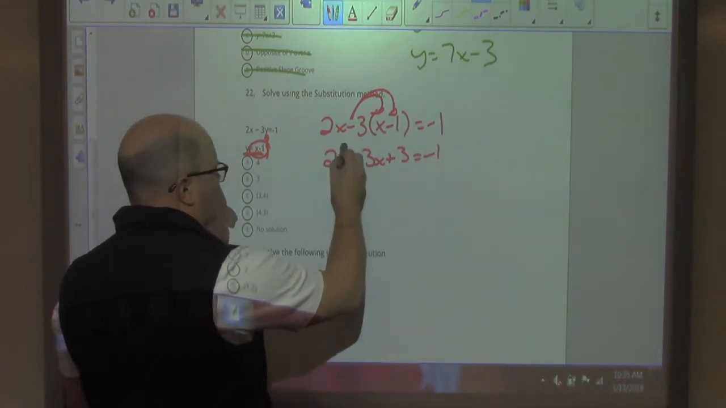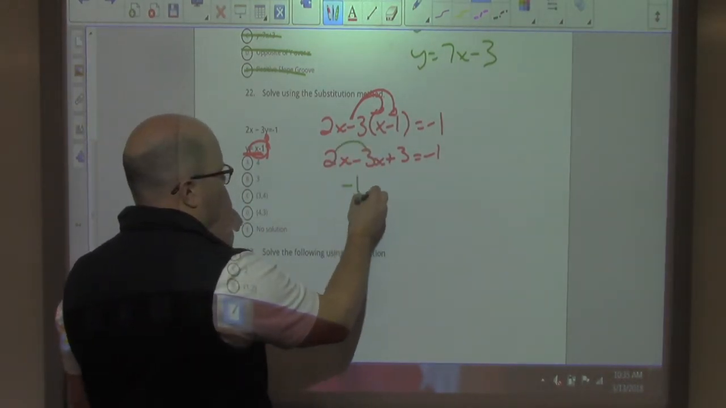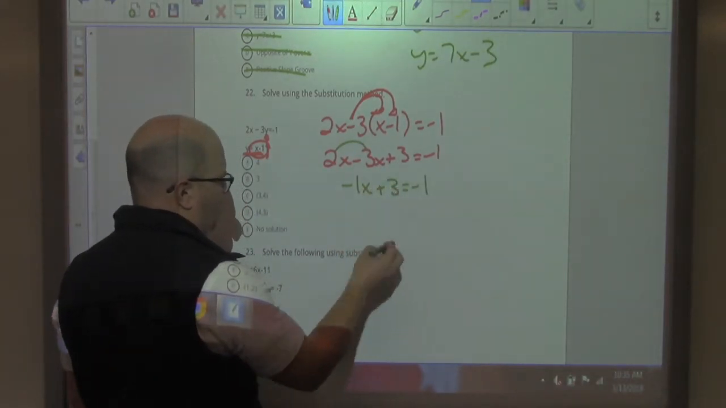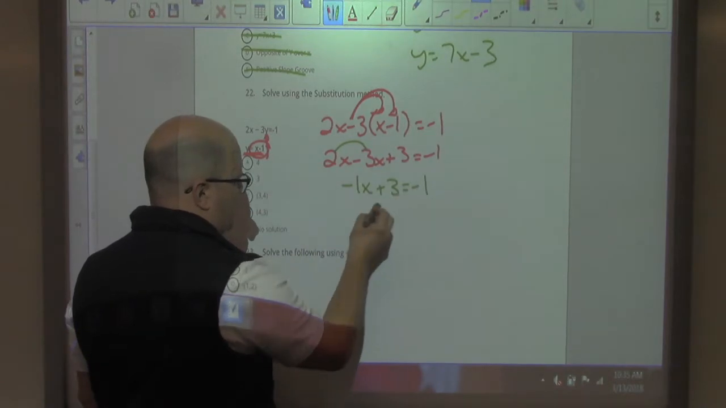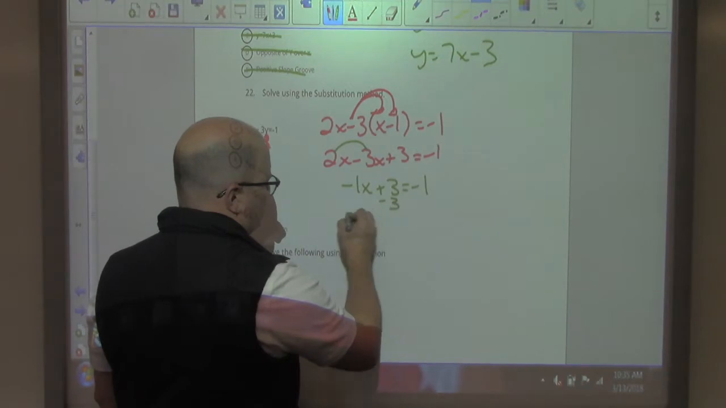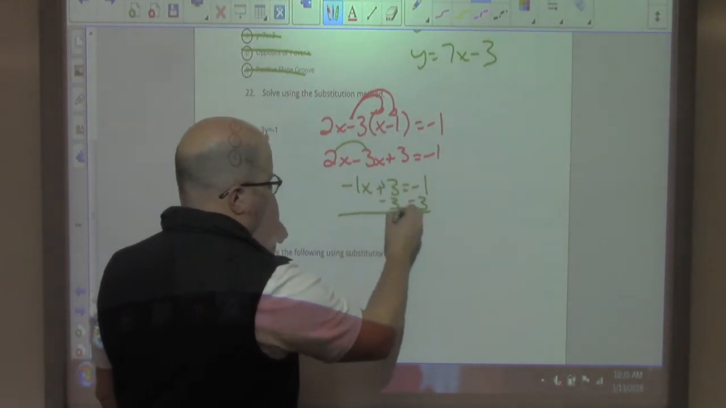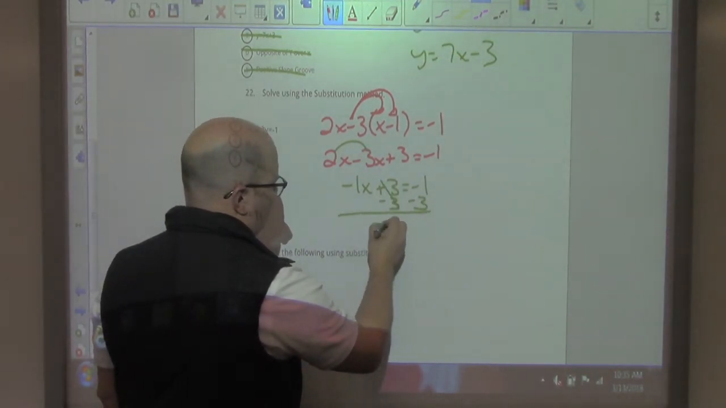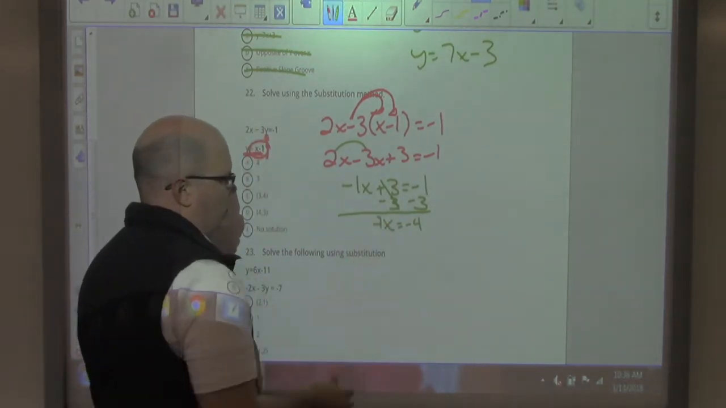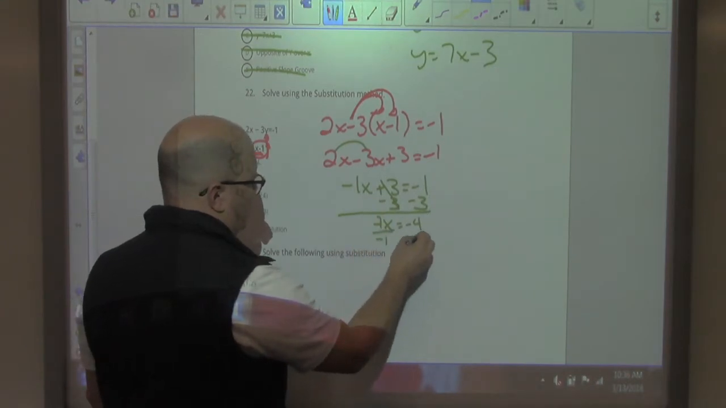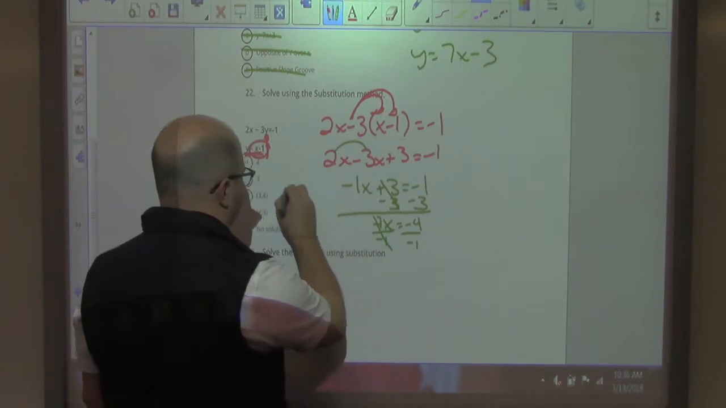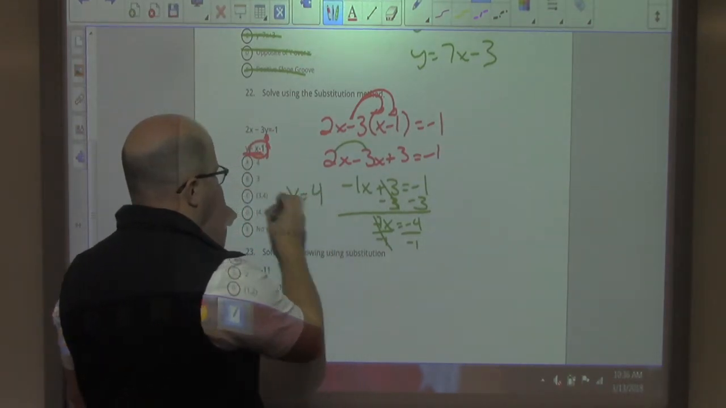I'm going to combine my like terms here. So now I have -1x plus 3 equals -1. I'm going to move my 3 to this side, so I have my x's on one side and my numbers on the other. To do that, I take its opposite. That goes away. So now I have -x is equal to -4, -1x, and now I'm going to divide both sides by -1. That goes away. Negative divided by negative is a positive. So my x is equal to positive 4.